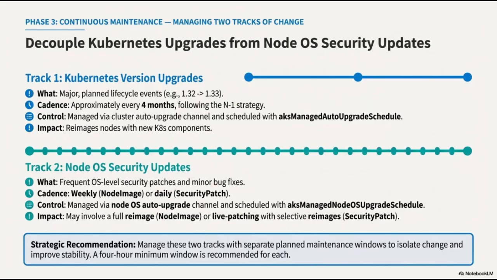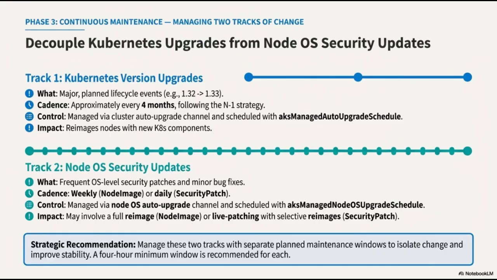Moving into Phase 3, we focus on continuous maintenance. Our core strategy here is to decouple Kubernetes version upgrades from Node OS security updates. By managing these as two separate tracks of change, we can isolate issues and significantly improve cluster stability.